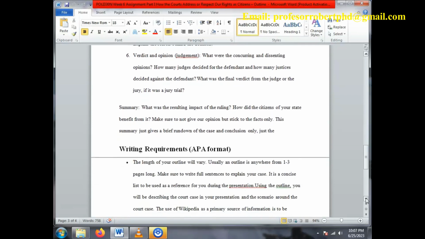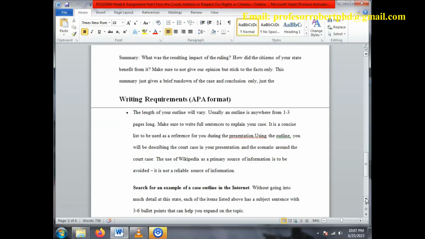Summary. What was the resulting impact of the ruling? How did the citizens of your state benefit from it? Make sure to not give your opinion but stick to the facts only. This summary just gives a brief rundown of the case in conclusion only. Now the writing requirements, APA format.